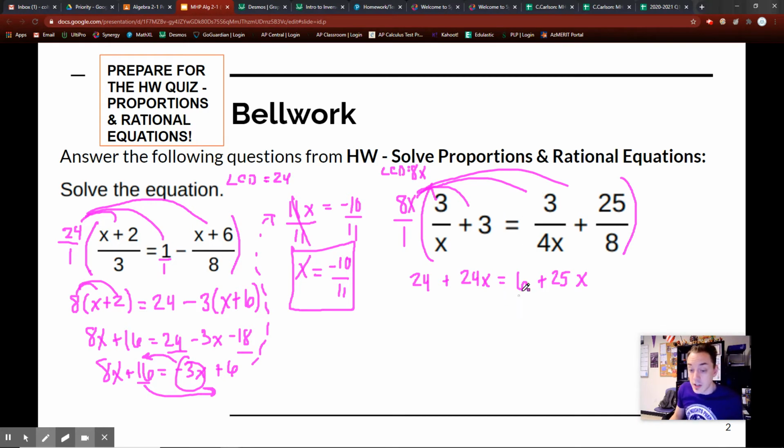Okay, I'm going to start combining things. That means I'm going to subtract that over here, subtract that over here. So this is actually 18, and this will be x. So that is my final answer.